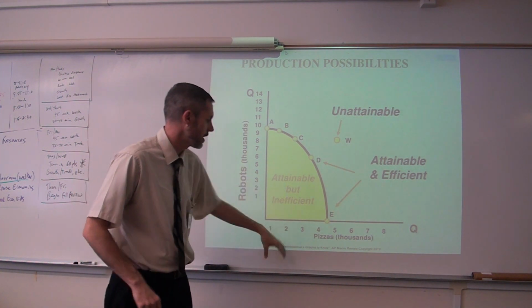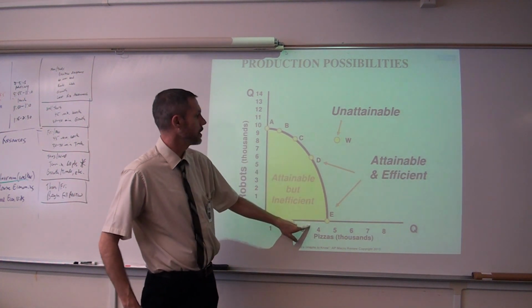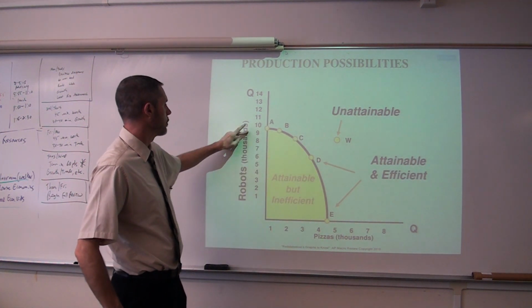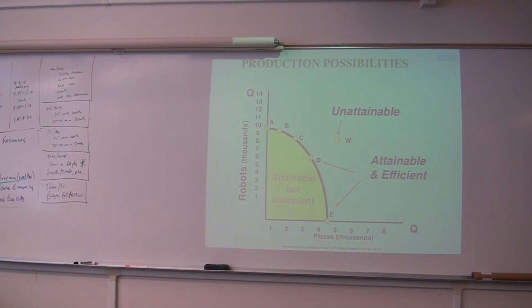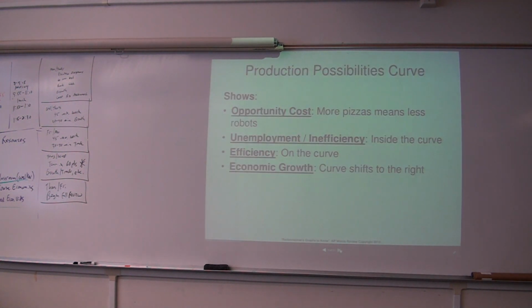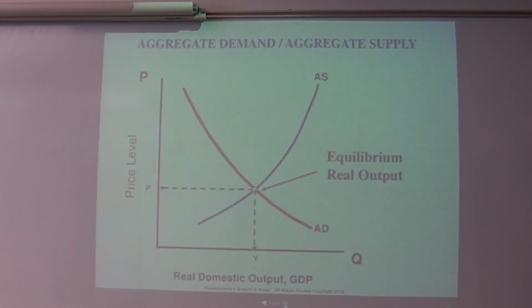So in this case, robots, pizzas. If you've got this many robots, this many pizzas, to get to C, meaning you want more robots, you've got to give up some pizzas. All right, so you see a production possibility frontier shows a number of different things for macroeconomics and microeconomics. And those are some things right there. Opportunity cost, inefficiency, which is oftentimes unemployed resources, efficiency, as well as economic growth when the curve shifts.